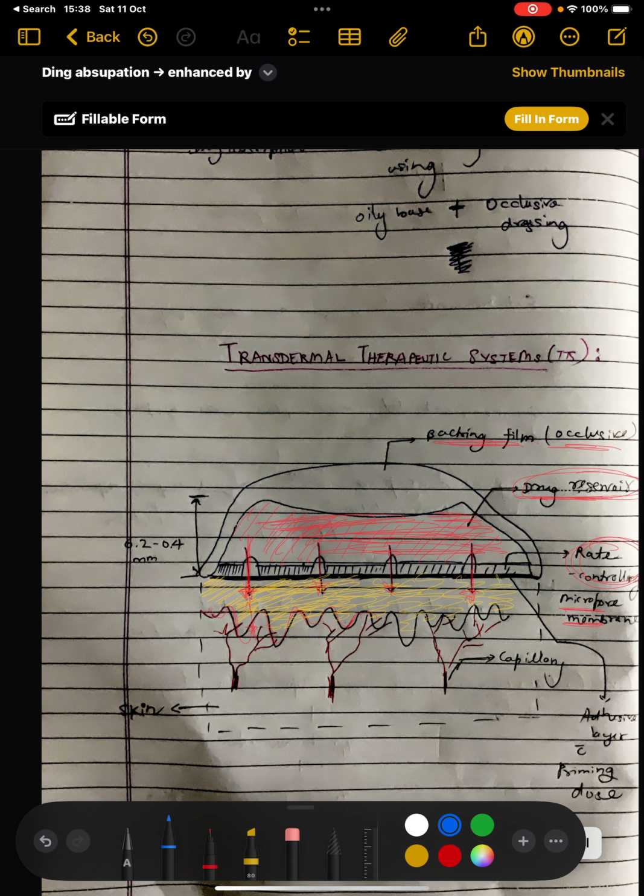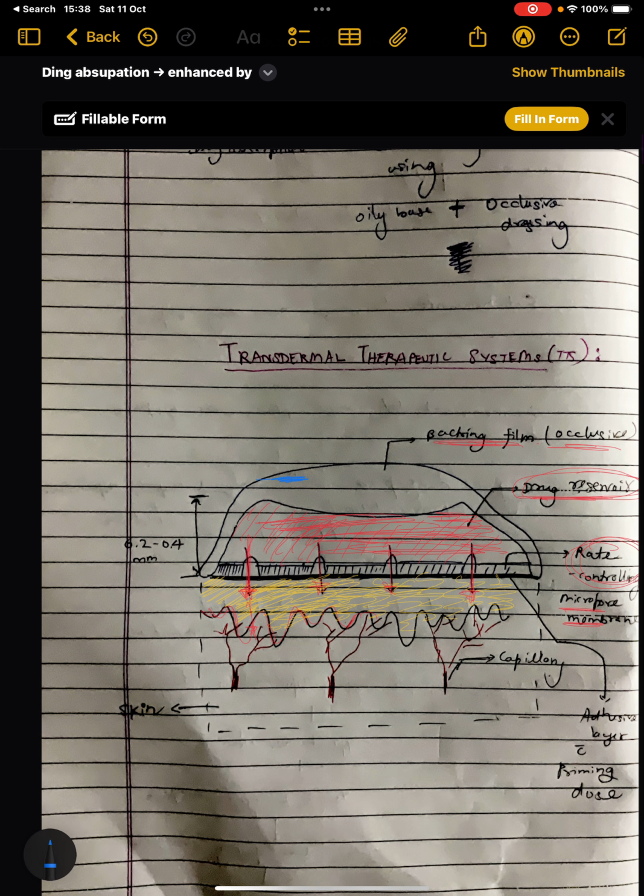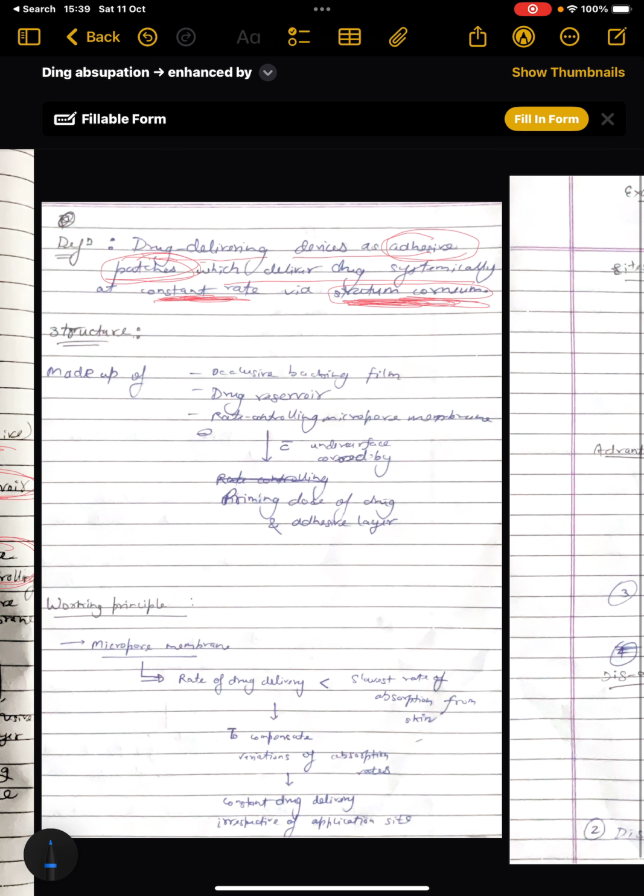Now let me take the blue color. Now this film right over here that you have, this film is resistant, okay, that I am highlighting in blue. Let me highlight this film that we have, this film is blue. Now why is that? This film is blue and it is actually occlusive, which means that it will not permit the drug reservoir to get evaporated. So that is what it does.